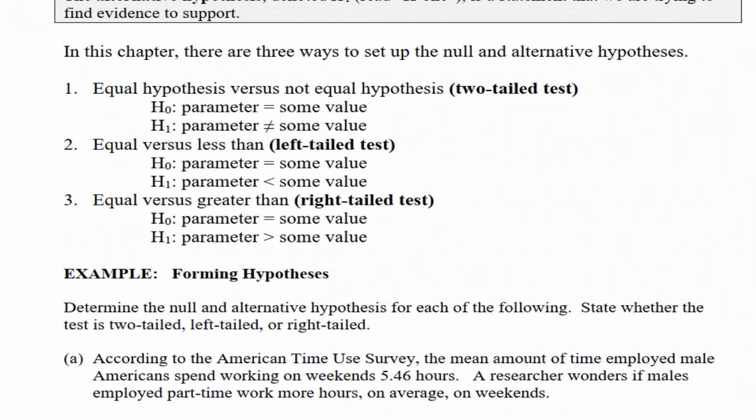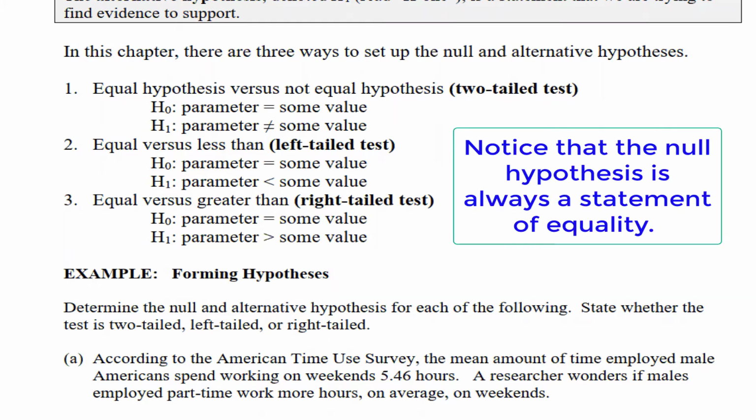We're going to have a left-tailed test, which is equal versus less than. There, the null hypothesis is the parameter equals some value, and the alternative is the parameter is less than some value. And then we have a right-tailed test, which is equal versus greater than. In the equal versus greater than, the null is that the parameter equals some value, and the alternative is that the parameter is greater than some value.